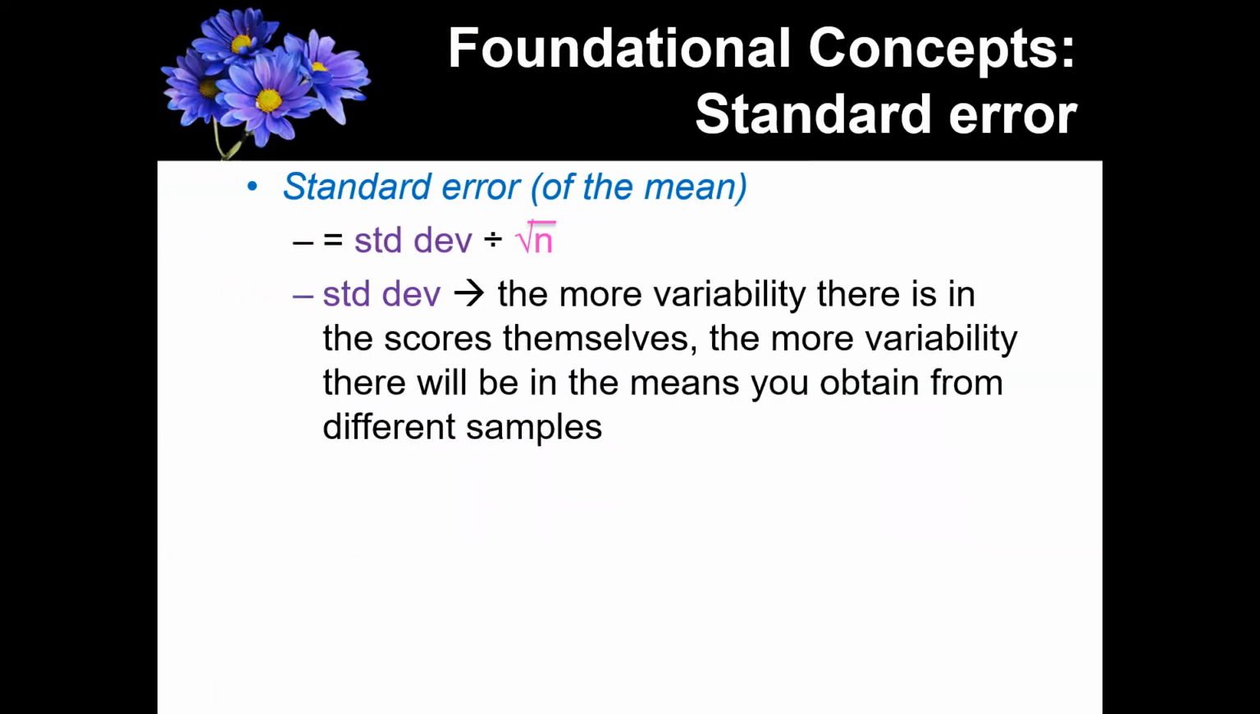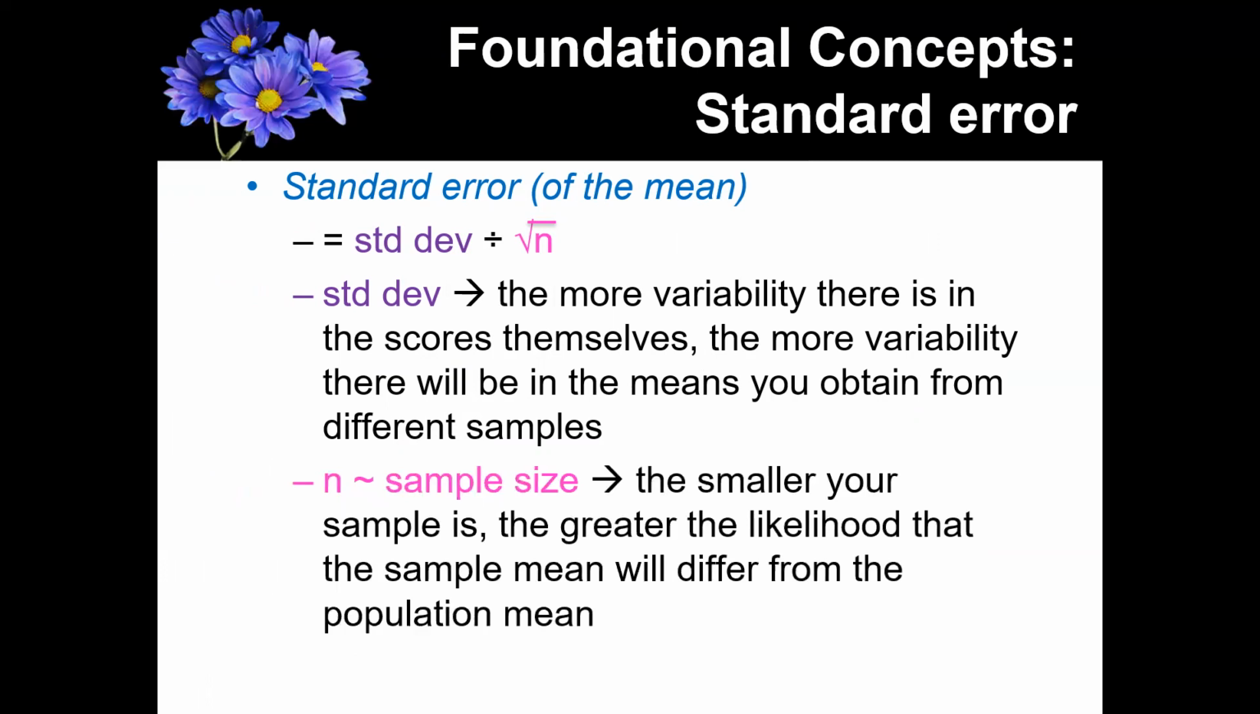Okay, so that's one big factor when it comes to how much your sample mean can vary: the actual standard deviation of the scores themselves. But the other factor is going to be n, also known as sample size. The other premise is that the smaller your sample size, the greater the likelihood that the sample mean will be different from the population mean.